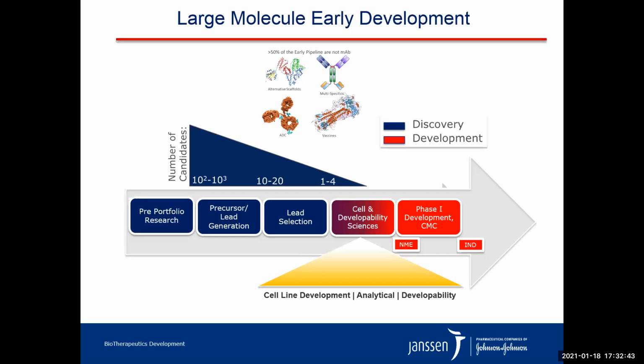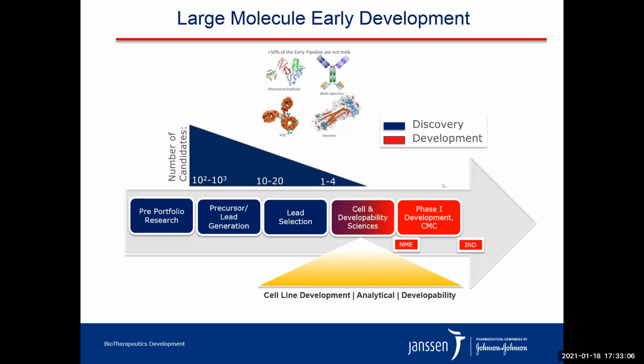This figure represents the general stages in large molecule early development. Once a target is declared during pre-portfolio research, candidates in the range of 100 to 1,000 molecules get screened and filtered through lead generation and lead selection to less than a few dozen molecules that enter our department, the Cell and Developability Sciences, or CDS for short.